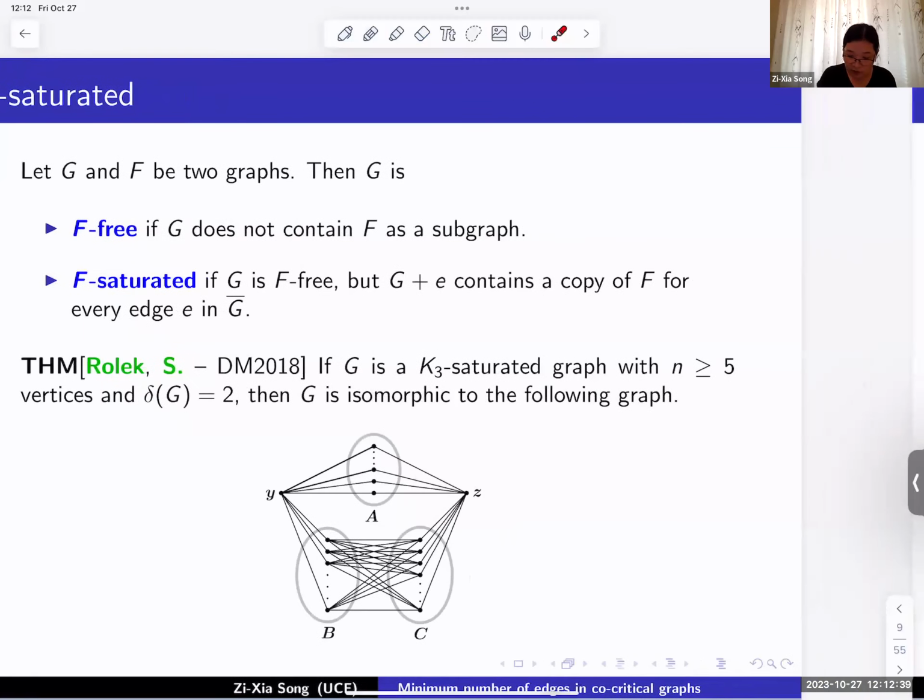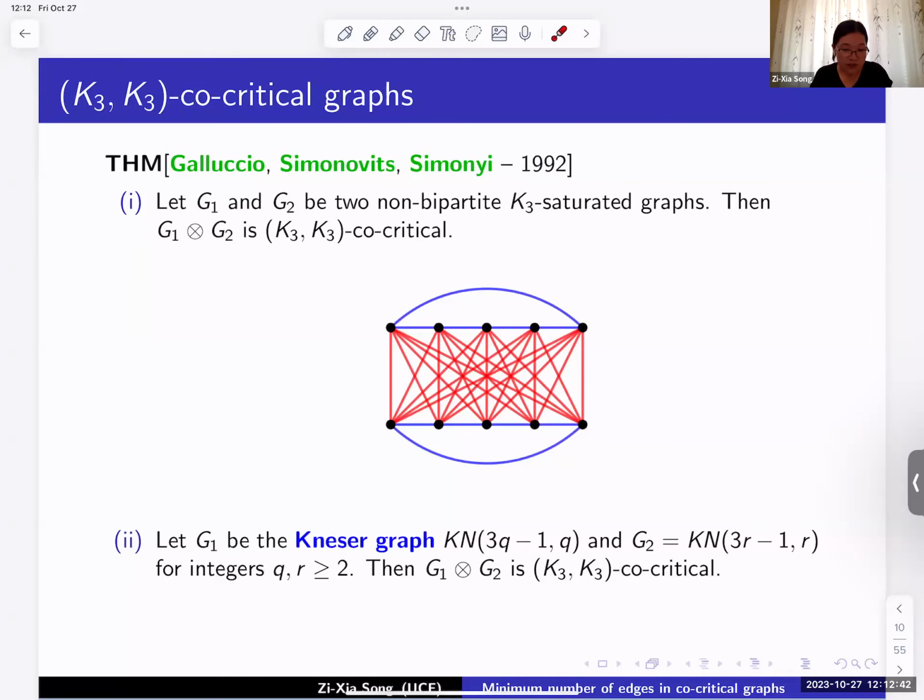Now, for their construction, if you take any two non-bipartite K3 saturated graphs and you do a join in this way, you can prove such a graph is K3 co-critical. So you can construct as many as you like. And they provide many constructions. I only list two here. Another one, they use the Mycielski graph. And let me not define this one here. So for their constructions here, the maximum degree of all these constructions is very big. It's linear in terms of the number of vertices.